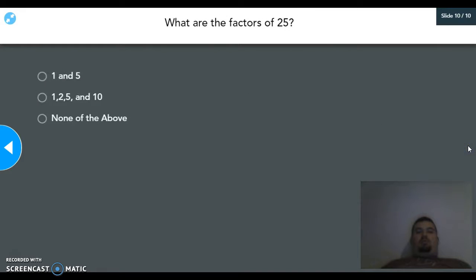The second question is, what are the factors of 25? If we look at the PowerPoint slide I mentioned previously, we know the factors of 25 are going to be 1 and 5, because those are the common factors, the greatest common factor of 25.